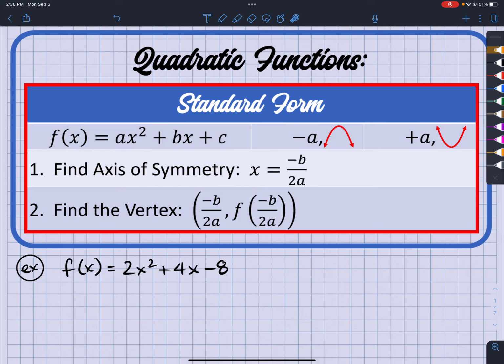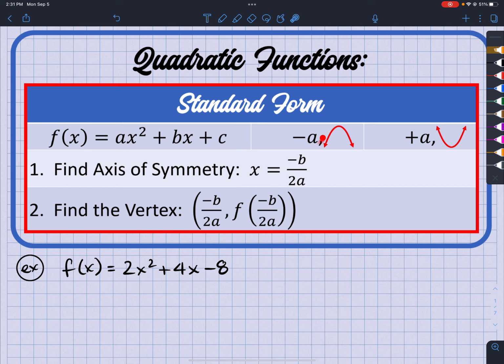All right, so let's talk about quadratic functions, as you would know them, quadratic equations. Quadratic functions in standard form would be y is equal to ax squared plus bx plus c, or f of x is equal to ax squared plus bx plus c. Now, in terms of concavity, the a typically tells you which way it curves.